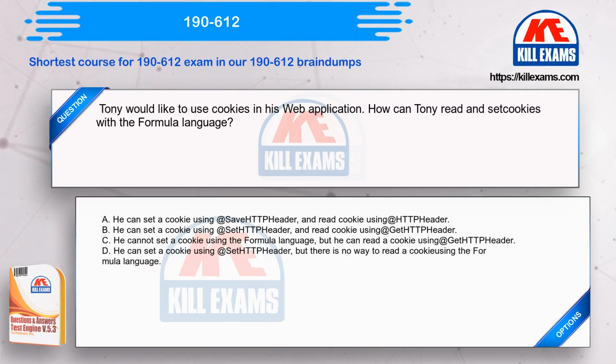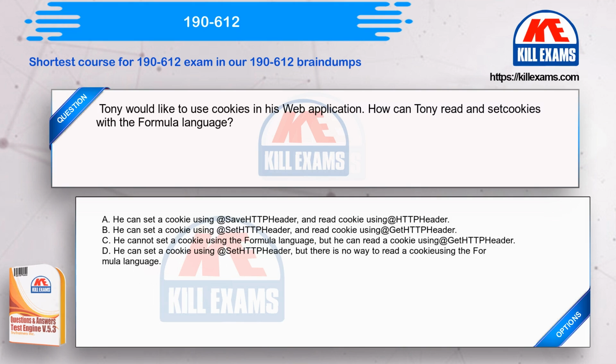Tony would like to use cookies in his web application. How can Tony read and set cookies with the formula language? Option A. He can set a cookie using @SavedCookie, and read a cookie using @Cookie. Option B. He can set a cookie using @SetCookie, and read a cookie using @GetCookie. Option C. He cannot set a cookie using the formula language, but he can read a cookie using @GetCookie.